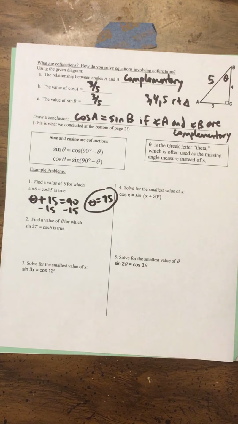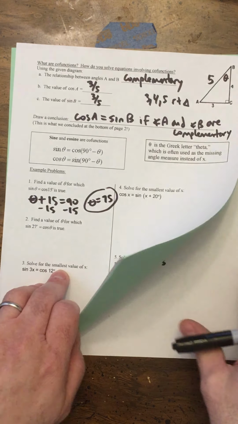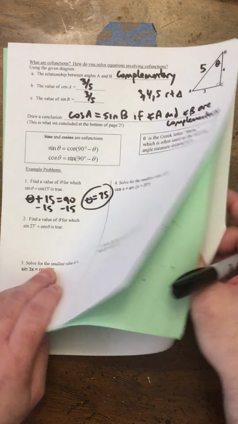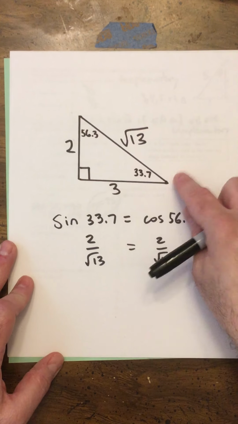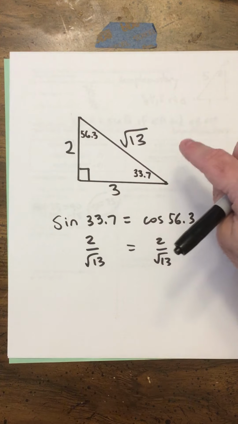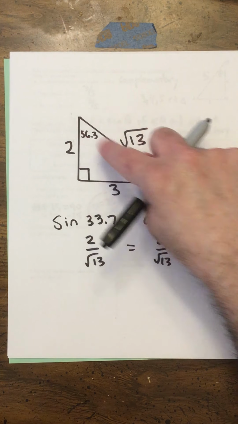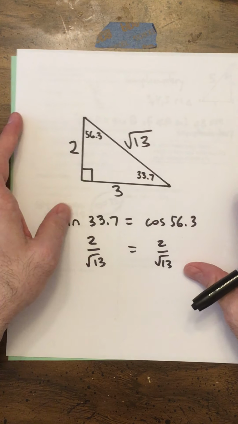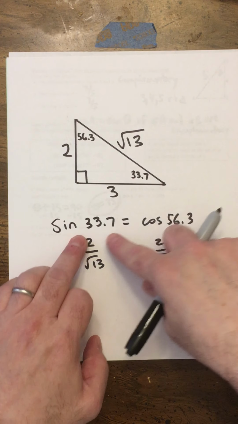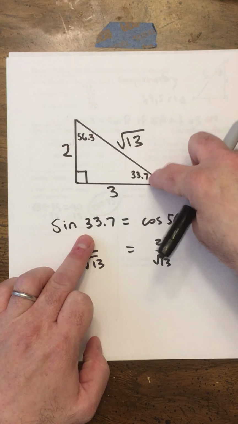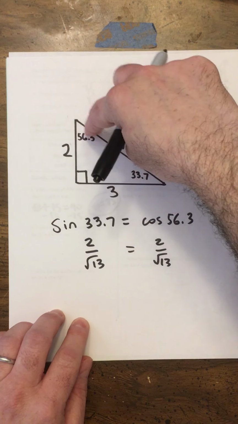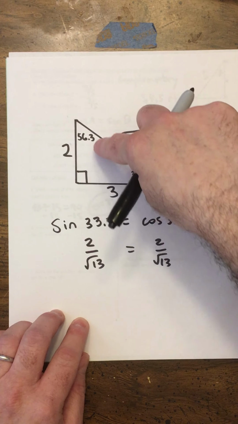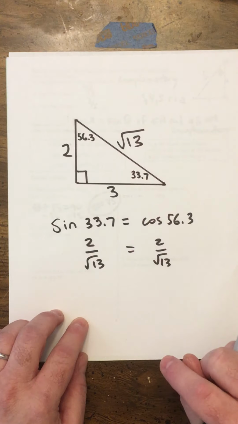Okay? Now, I want to show you again. I know we've seen this before, but before we go and do more problems, I just want to emphasize this important point. So I used a problem that we had before with one of the previous examples. I put the approximate measures of the angles in there. And notice that sine of 33.7 is 2 over rad 13. Cosine of 56.3 is 2 over rad 13.